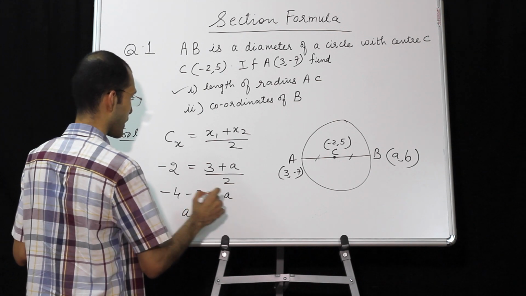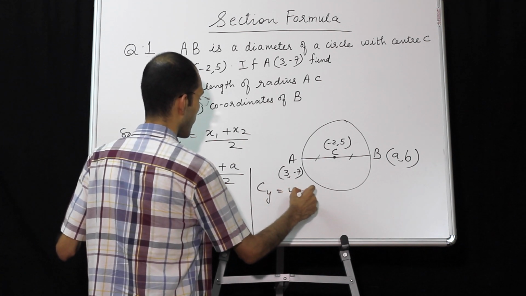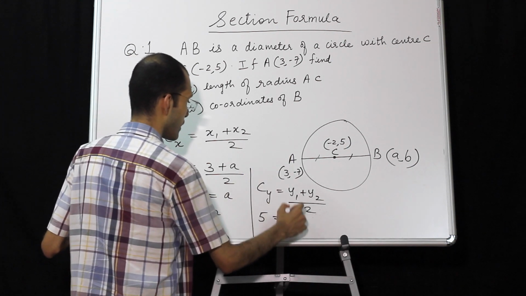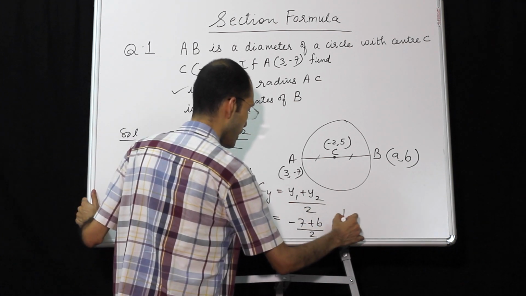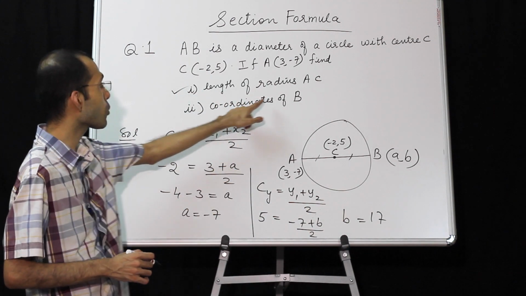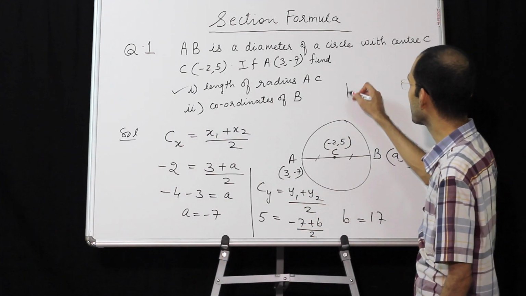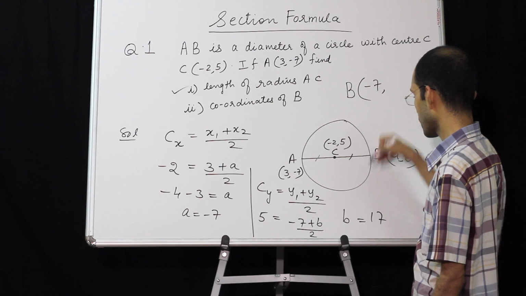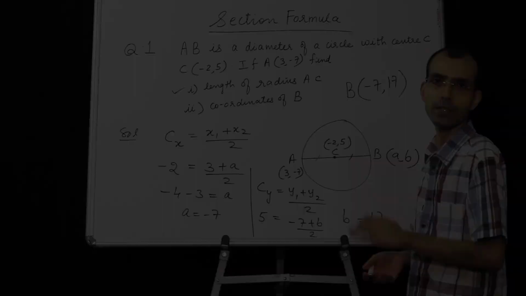So a is minus 7. Cy is (y1 plus y2) upon 2. Cy is 5. That is (minus 7 plus b) upon 2. So b is what? 17. So we have found a and b, but we can't leave it here because they said find the coordinates of B. So we have to report the answer in the coordinate form. So B will be (minus 7, 17). This completes your first question.